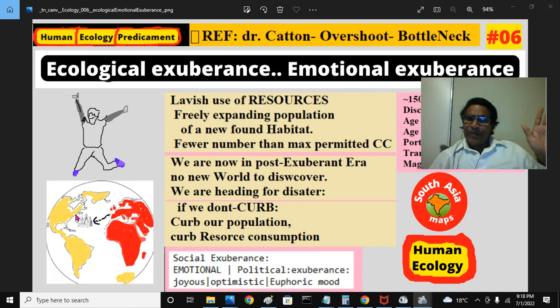Still 30 million people, plenty of carrying capacity. Surplus was there, excess carrying capacity was there. There was still ecological exuberance that gave rise to political exuberance, that gives rise to emotional exuberance. Now we are in the post-exuberant era. Exuberance died in the United States, even though people are still not aware of it. It is called cultural lag.